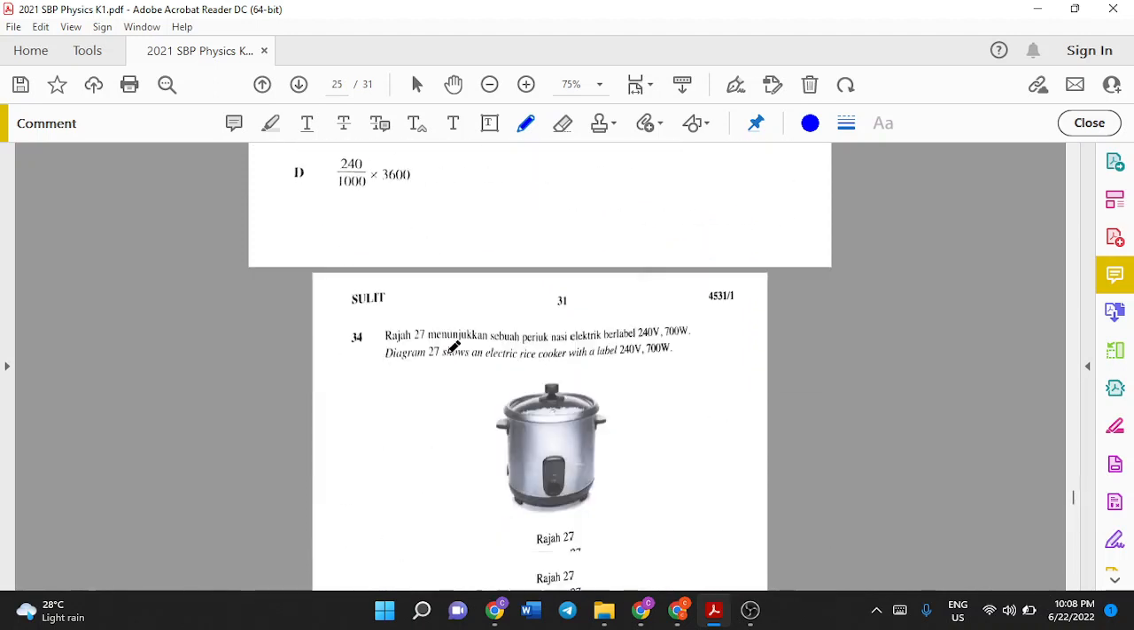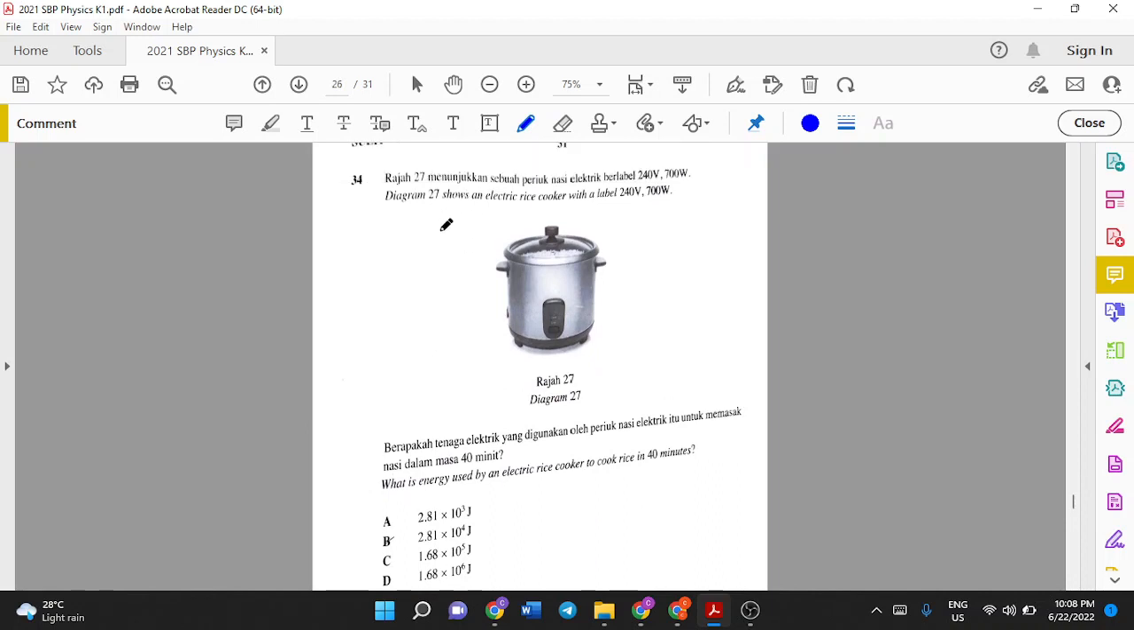Okay, next, diagram 27 shows an electric rice cooker with a label 240 volts, 700 watt. Okay, so what is meant here is when the electric rice cooker is supplied with 240 volts of main supply, then your rice cooker will consume 700 watts of electrical energy every second. Okay, every second.